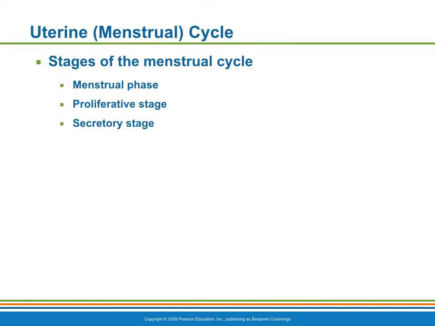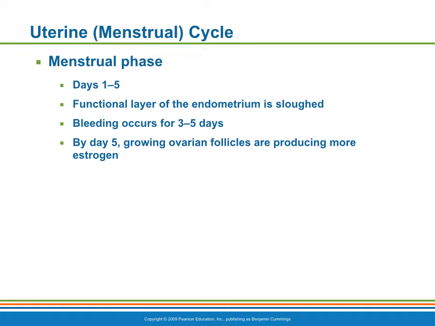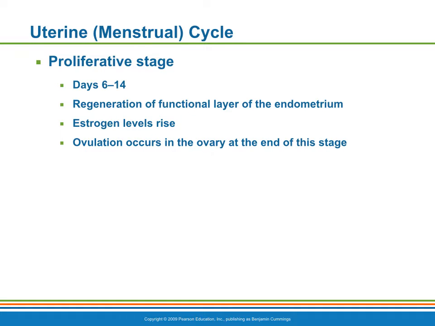So here are the stages of the menstrual cycle, or the uterine cycle. We have a menstrual phase, a proliferation stage, and then a secretory stage. The menstrual phase is about 1 to 5 days. During this time, bleeding occurs for about 3 to 5 days, and about day 5, the growing ovarian follicles are producing more estrogen inside the ovaries. Okay, get that. Then from day 6 to 14, we have the regeneration of the endometrium. Estrogen is going to go up, and then ovulation occurs at this stage.